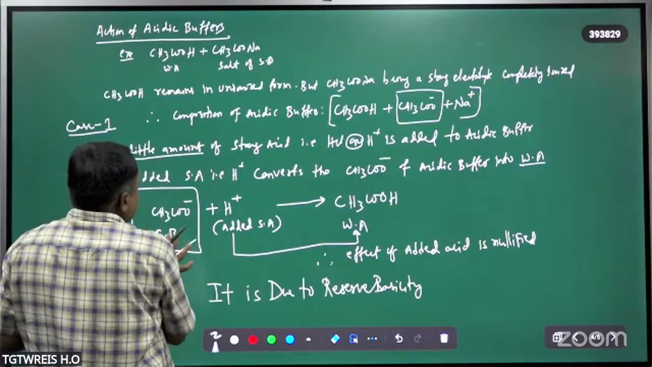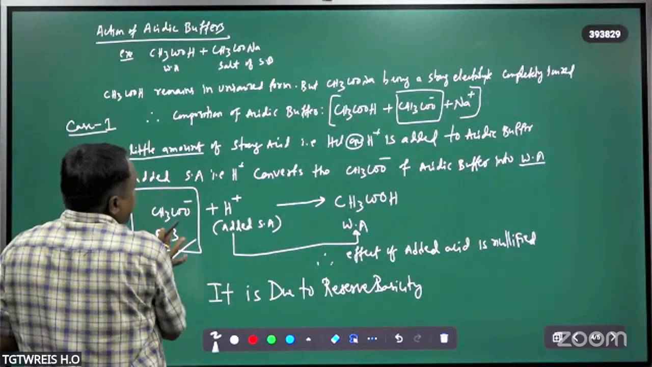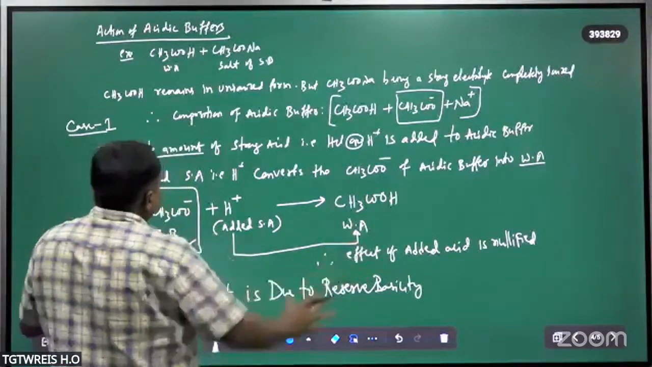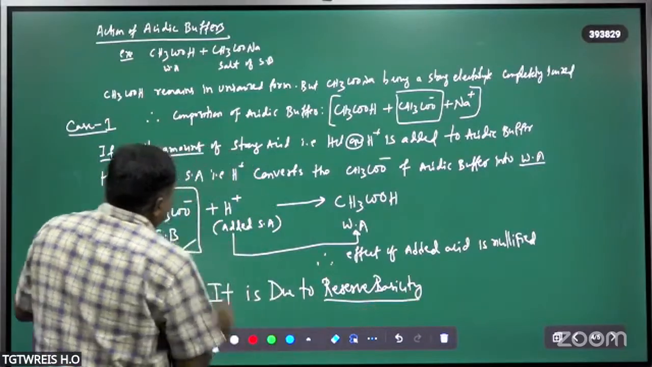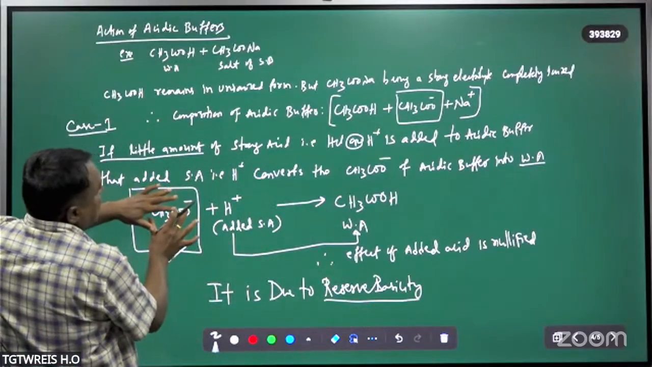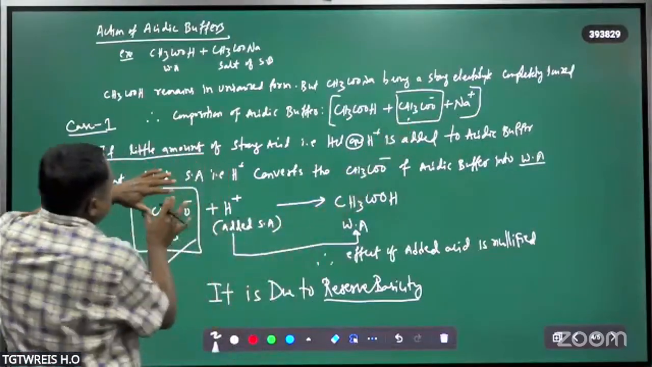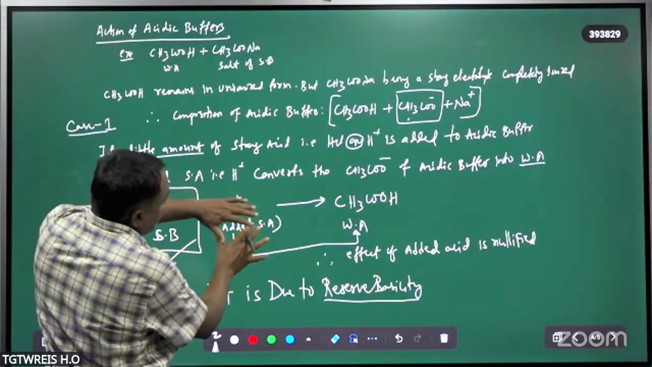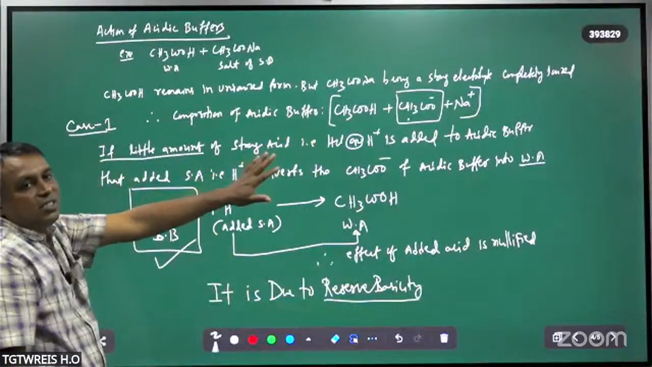This reserve basicity converts the added strong acid into weak acid. This reserve basicity is present in the buffer solution, and it will convert the added strong acid into weak acid. Therefore, the effect of the added acid is nullified.